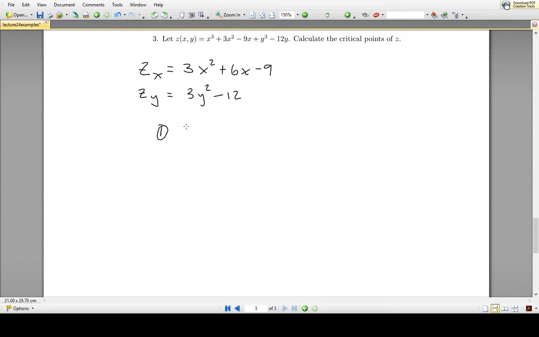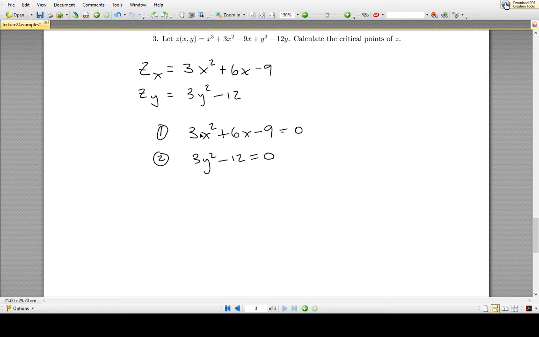So I'm going to make equation 1. I'm going to set the partial derivative of z with respect to x equal to 0. So 3x squared plus 6x minus 9 is equal to 0. And the second equation that we have is that 3y squared minus 12 is equal to 0. So now we have to solve these two equations in two unknowns.